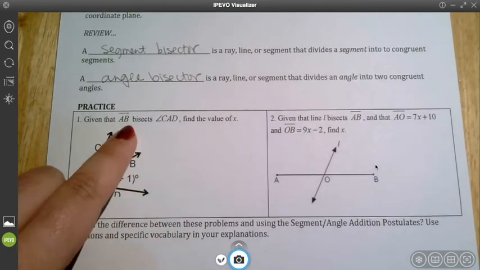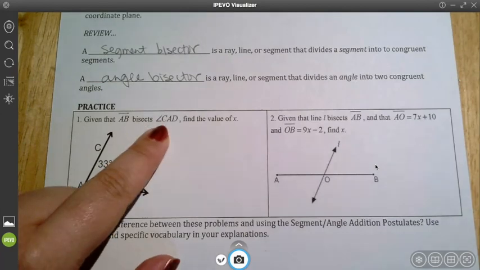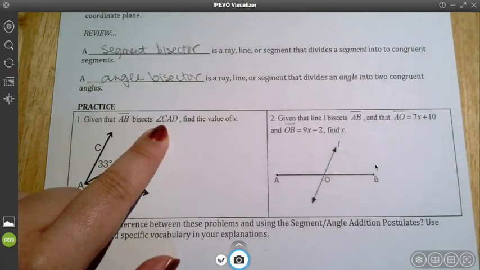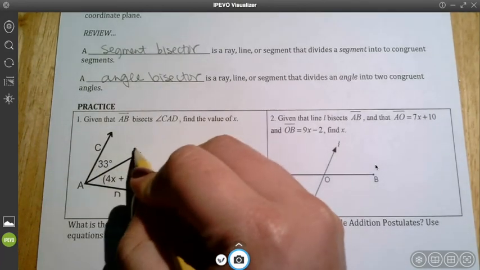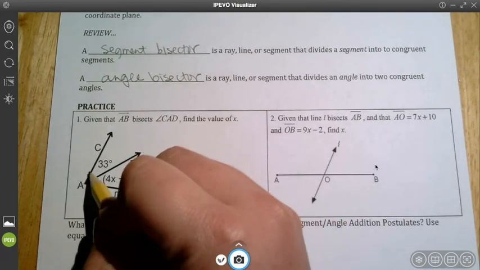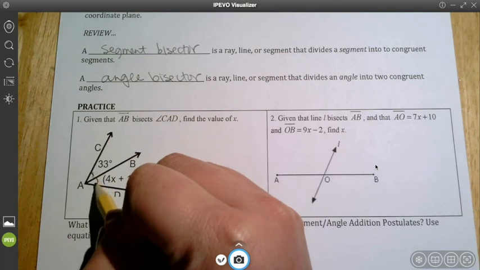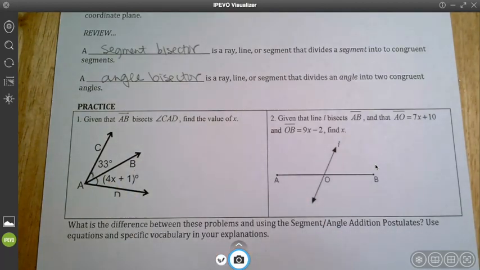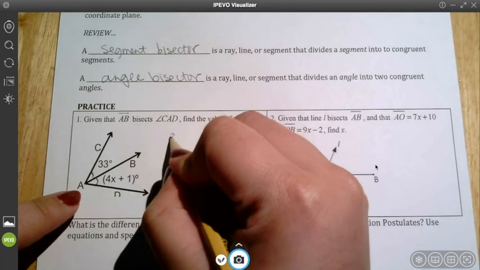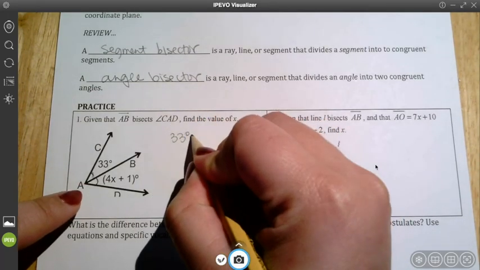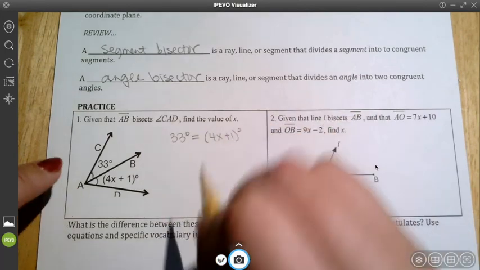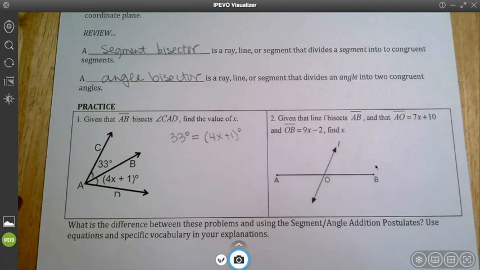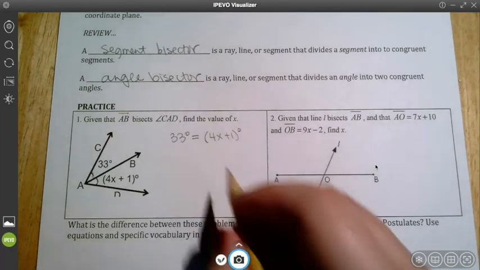If we have ray AB bisecting angle CAD, find the value of x. That means the angle is cut in half. So if this is a bisecting ray, that means that these two angles are congruent. If it's cut in half, then the two halves have to be equal. And so we know that 33 degrees is equal to 4x plus 1 degrees, right? It created two congruent angles, so their measurements are equal.